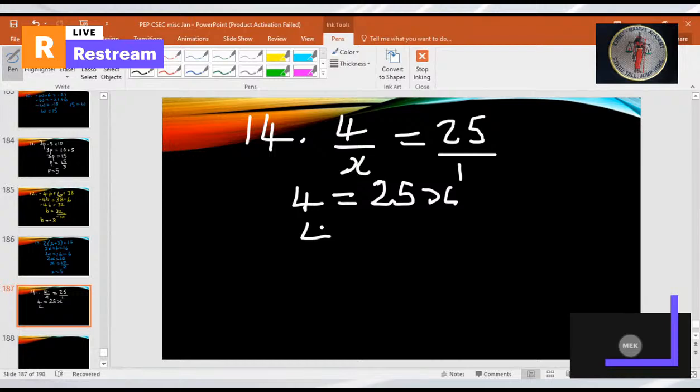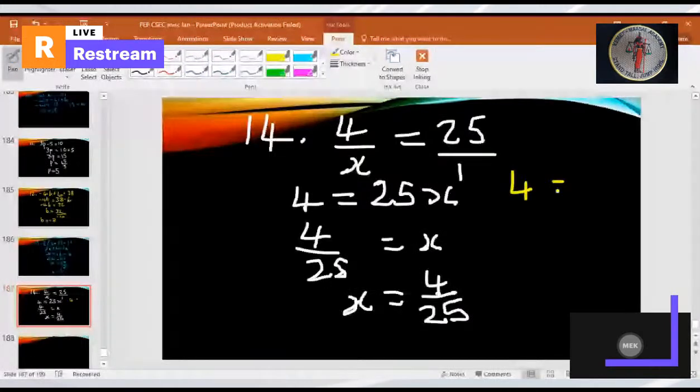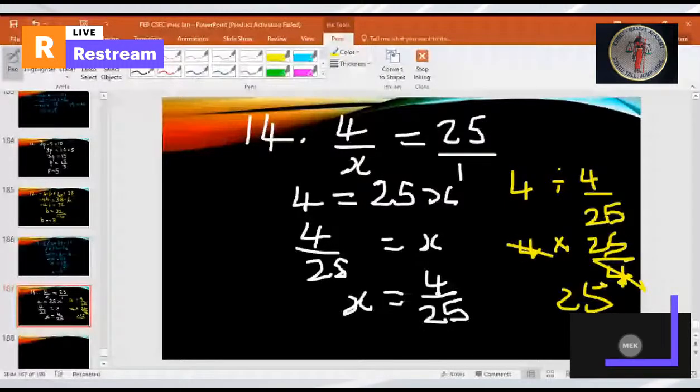All right. So 4 divided by 4 over 25. Plugging that in, it will be 4 divided by 4 over 25, which is the same as 4 times 25 over 4. The 4 is cancelled, and that's what we had, 25, right? So that's how we check that we are right.